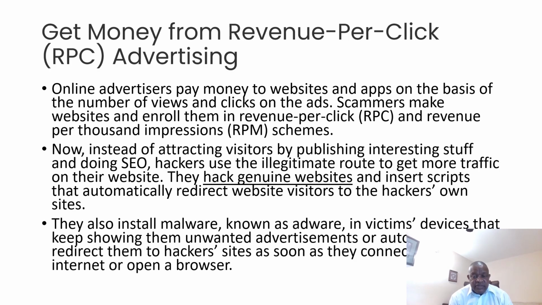And then also, hackers hack systems in order to get money from revenue per click advertising. It is called RPC, revenue per click advertising. Online advertisers pay money to websites and apps on the basis of the number of views and clicks on the ads. Scammers make websites and enroll them in revenue per click and revenue per 1,000 impressions, RPM, schemes.